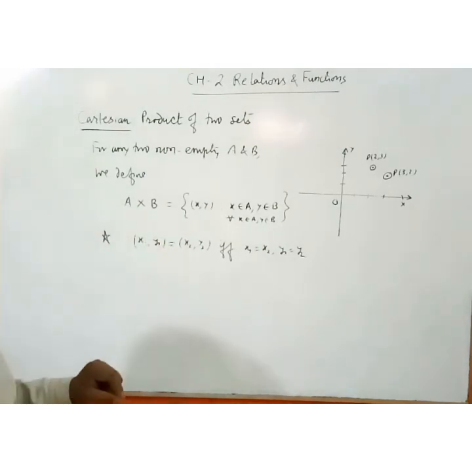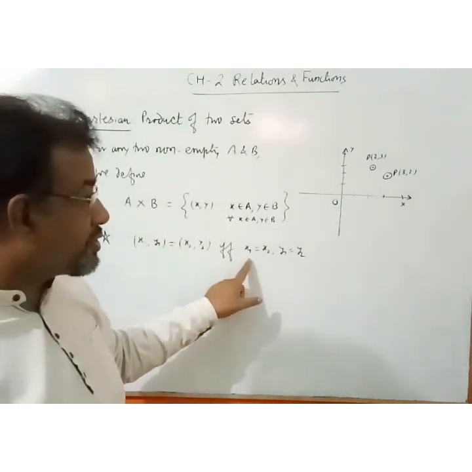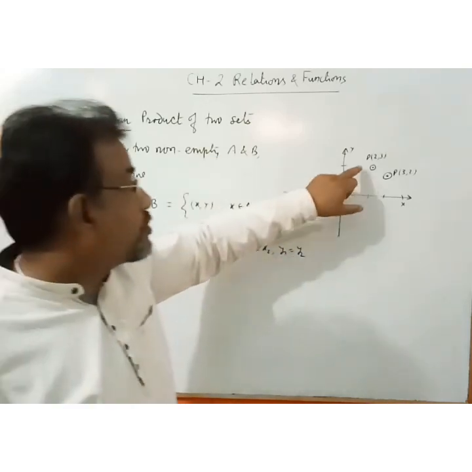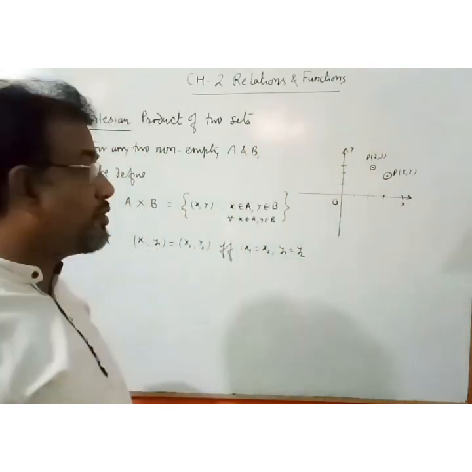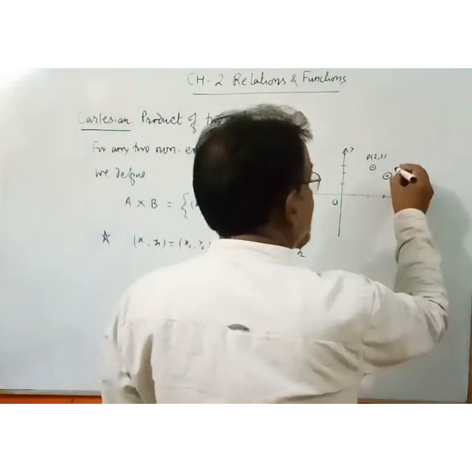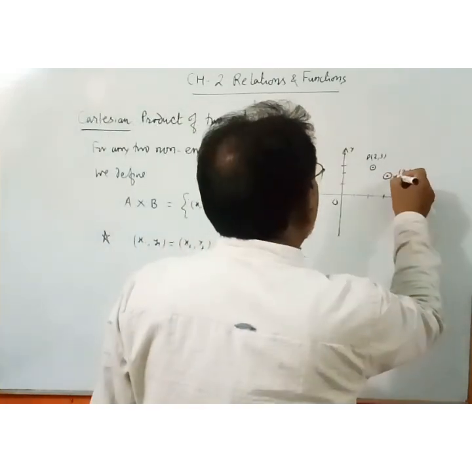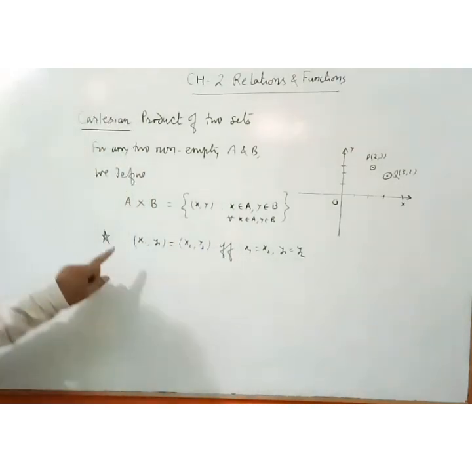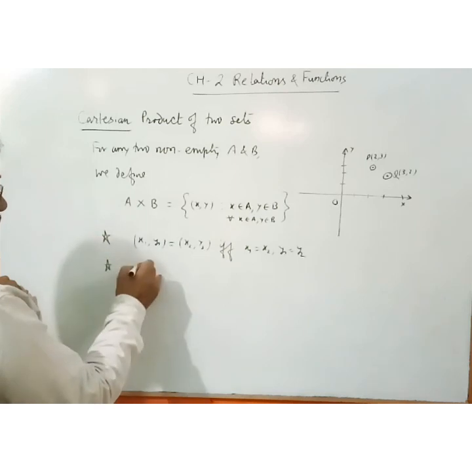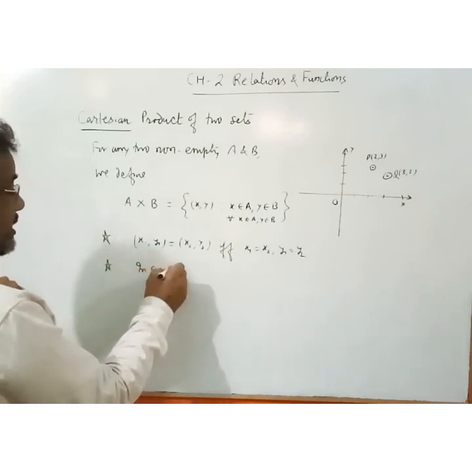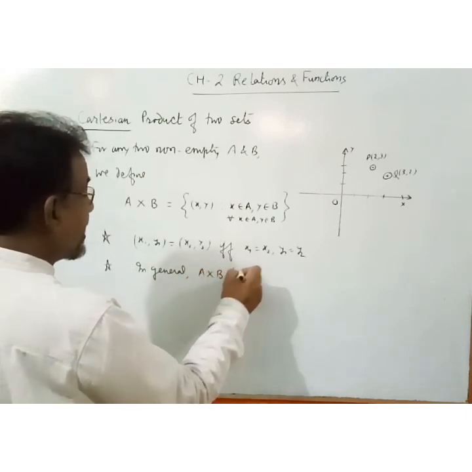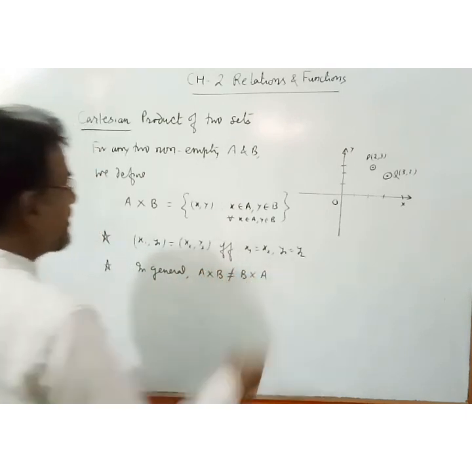And I hope it is understood. So x1 is equal to x2, y1 is equal to y2. (2, 3) is not equal to (3, 2) as they represent the positions of two different points. This is say Q. Now in general, A cross B is not equal to B cross A.